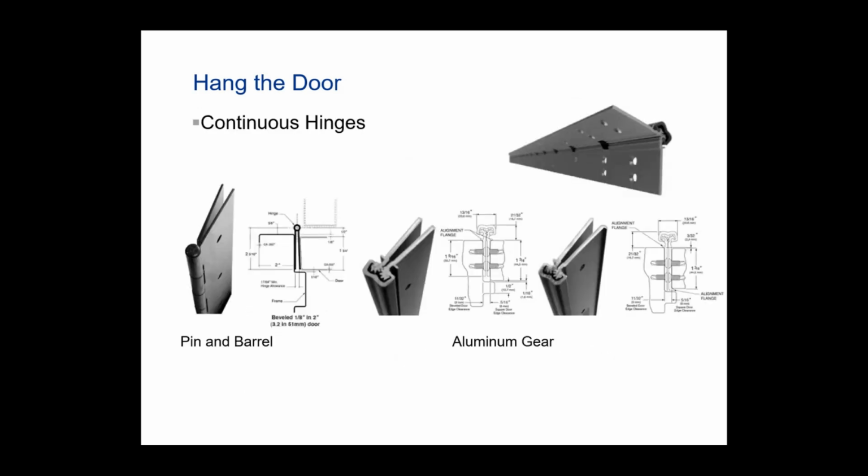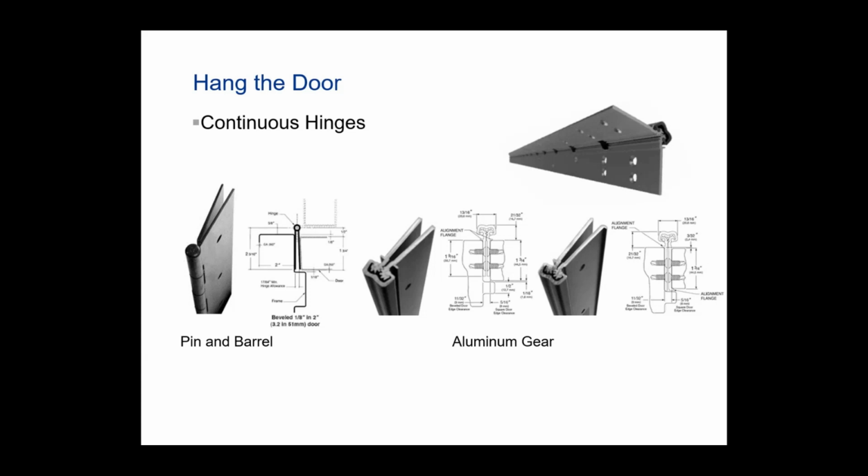When looking at continuous hinges, you're going to have a couple different types. They'll either call them pin and barrel, mostly seen on stainless steel hinges, or aluminum geared hinges. So a pin and barrel hinge is just like a butt hinge, except it extends the full length of the door, but it has a pin that goes through the continuous hinge, and the barrels, where the bearings and things like that, or where the pivots actually connect together to hang on that pin, are all situated to where that continuous hinge will work.